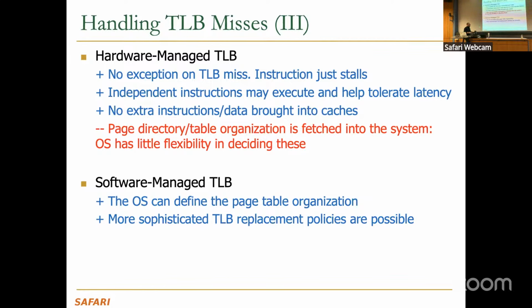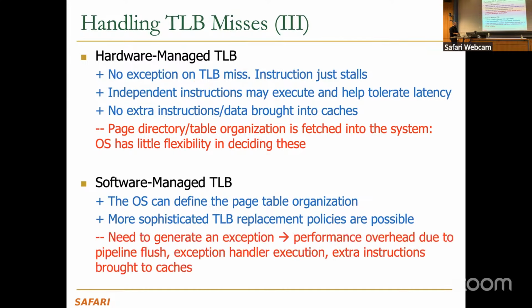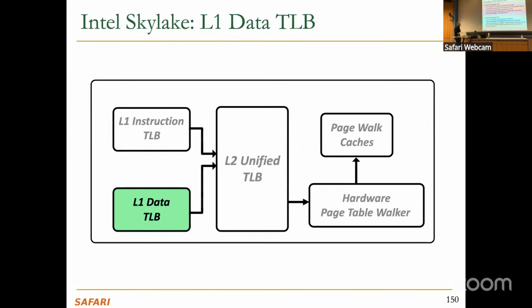You can also potentially have a more sophisticated TLB replacement policy. Why? Because you can run software. You can replace entries in software. You don't need to specialize a specific circuitry in hardware to perform the replacement. But as you correctly said, you need to generate an exception, which means that we have performance overheads from pipeline flushes, handler executions, and extra instructions and data brought into the caches to execute this handling of the page table walk. So let's see how the L1 data TLB looks like in a Skylake processor.